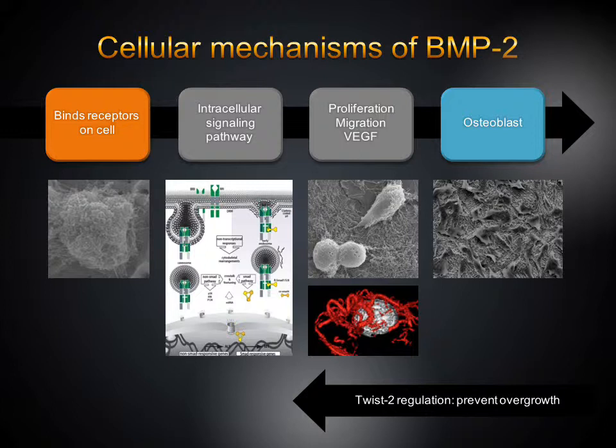then induce the intracellular signaling pathway of SMAD. SMAD migrates to the nucleus and activates a set of VEGF, BMP, and Twist2 genes. As a result, a specific change in cellular activity or phenotype occurs. At the maturing stage of cellular proliferation and differentiation, the Twist2 growth factor regulates the overgrowth.